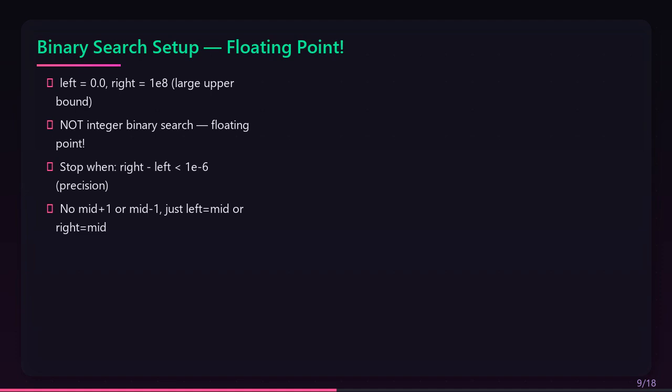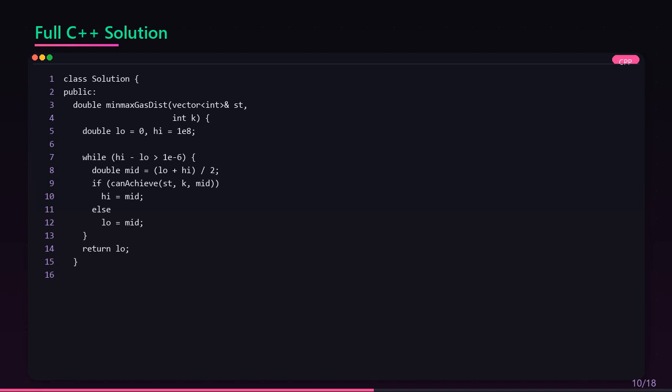Now the binary search setup. This is floating point, not integer. Left starts at 0, right at a very large number like 10 to the 8th. We loop while right minus left is greater than 10 to the minus 6, that's our precision. Unlike integer binary search, we don't do mid plus 1 or mid minus 1. We just set left equals mid or right equals mid. The range shrinks each time until it converges. Here's the full C++ solution.